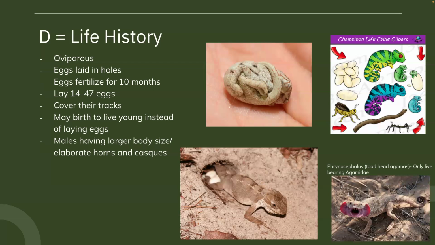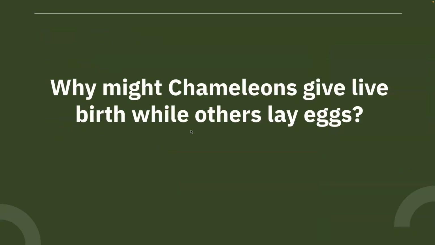So here's that egg birth, and then here's that straight live birth. We'll talk about that in a second. I'll make you guys think about why they may do that. And then we have the only agamidae that is live bearing, and that's the toadhead agama. Usually males have a larger body size or elaborate horns and casques, and that's to show dominance and for mating and such. So why might they give live birth while others lay eggs?